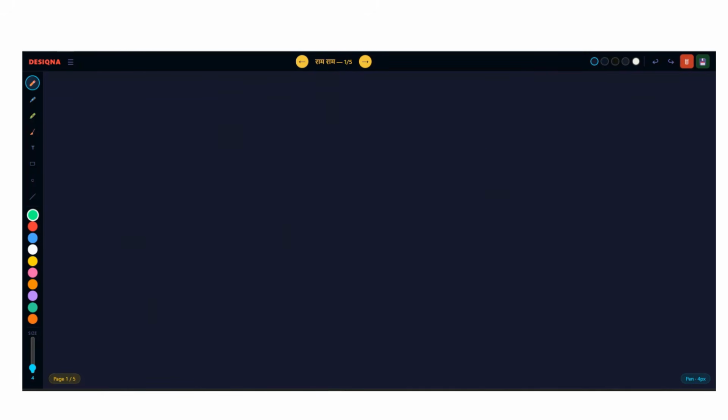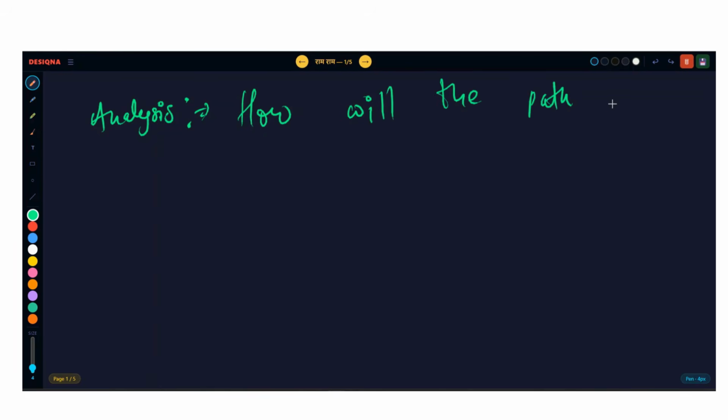Now guys, we have to do some analysis. So the analysis will be pretty simple. Always in these types of tree problems, always try to think, how will the path actually look like? No matter what is the tree, how will the path actually look like?